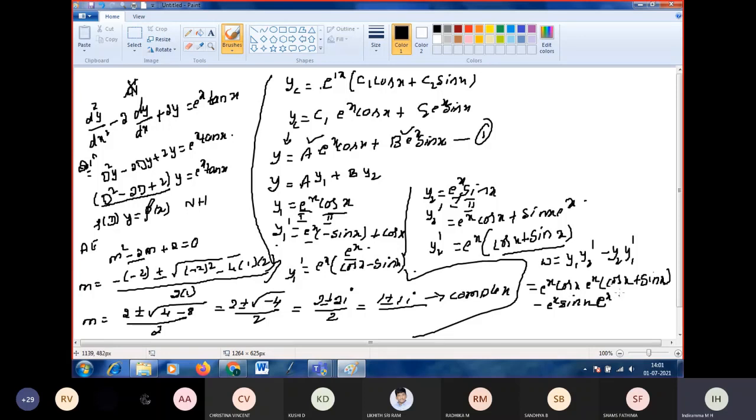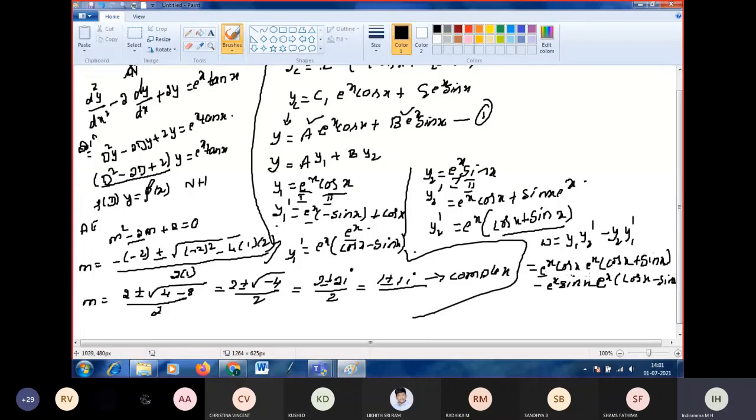e power x into what? Cos x minus sin x. You do one thing. So what is e power x into e power x? E power 2x. E power x whole square, that is e power 2x. Take e power 2x common. Write down the remaining terms with multiplication.